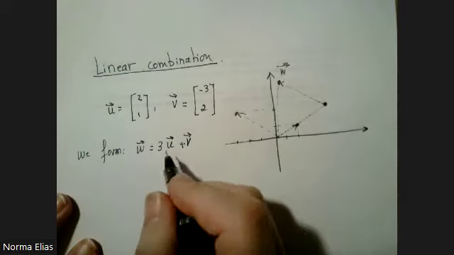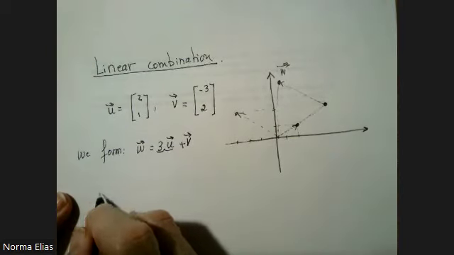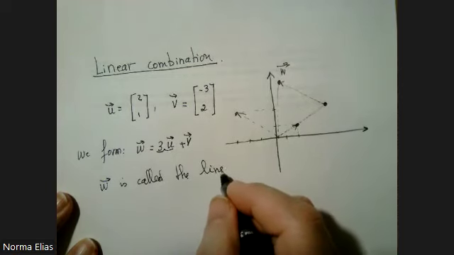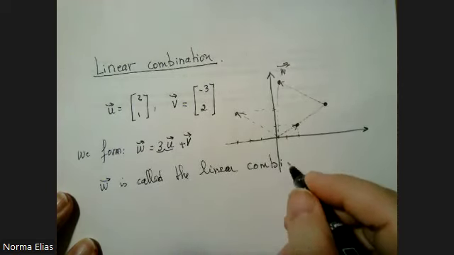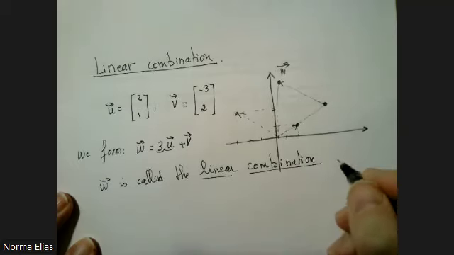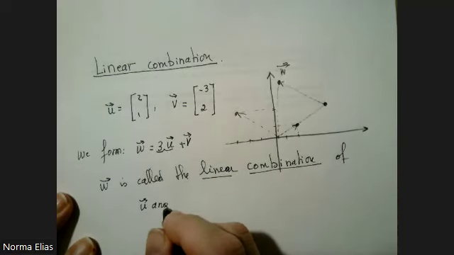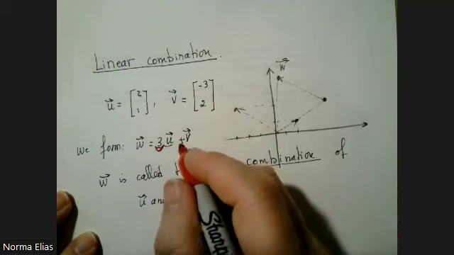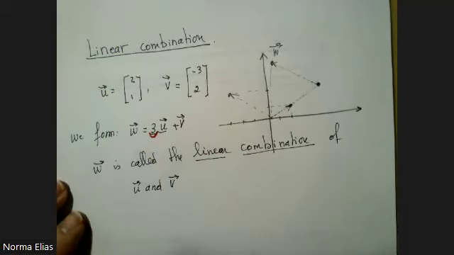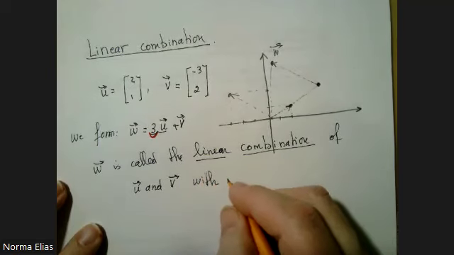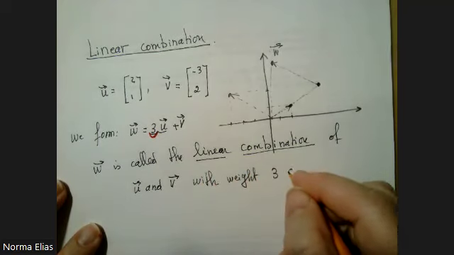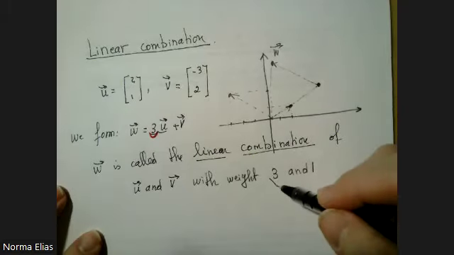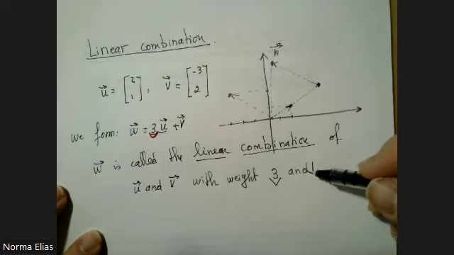This vector w, which is obtained by multiplying u by a scalar and adding v, is called a linear combination of u and v. And the numbers 3 and 1, by how much I stretch u and by how much I stretch v, are called the weights of the linear combination, with weights 3 and 1. It means to get the vector w, I stretch the vector u by 3, that's called the weight. And the vector v, I stretched it by 1. Those are called the weights.